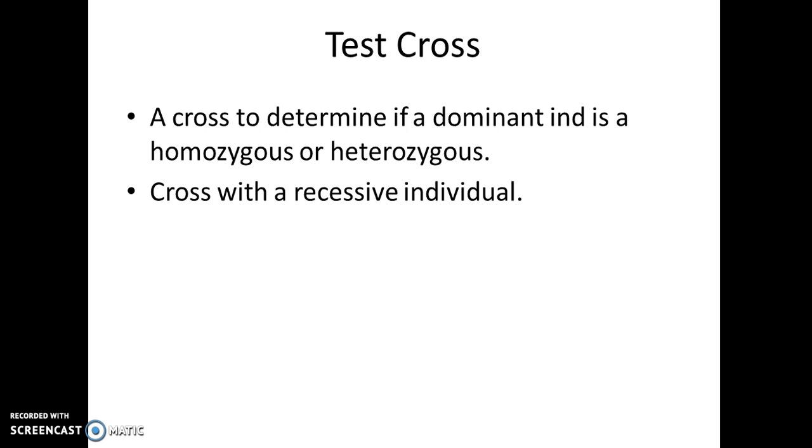So test cross. In a test cross, you're going to determine if a dominant individual is homozygous or heterozygous. How do you do that? By crossing it with a recessive individual. If they're homozygous dominant, cross with the recessive, all the offspring will be dominant because all the offspring will be heterozygous. If the individual is heterozygous and if you cross it with a homozygous recessive, then 50% of the children should be dominant and 50% of the children should be recessive. That's how you know if the adult is homozygous dominant or heterozygous dominant.